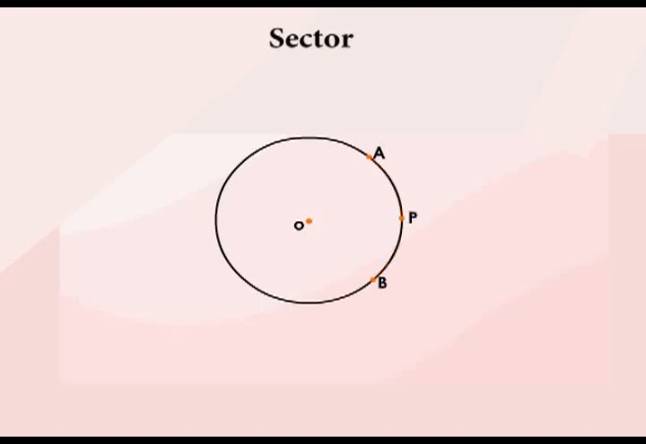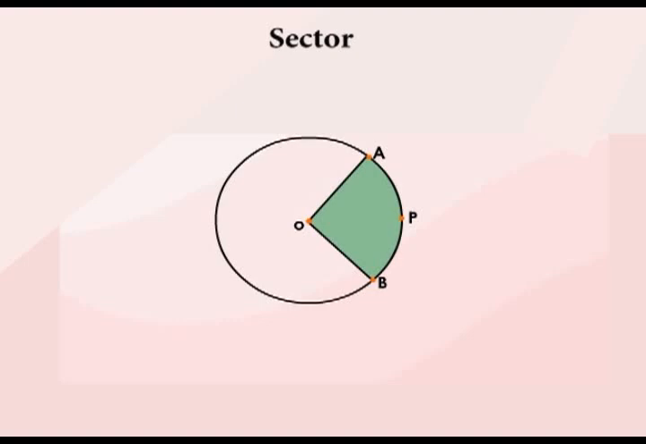APB is an arc of the circle. OA and OB are 2 radii of the circle. The portion of the circle bounded by 2 radii and an arc is called a sector of the circle. In this figure, the sector is bounded by 2 radii, OA and OB, and the arc APB. This sector is named as AOPB.